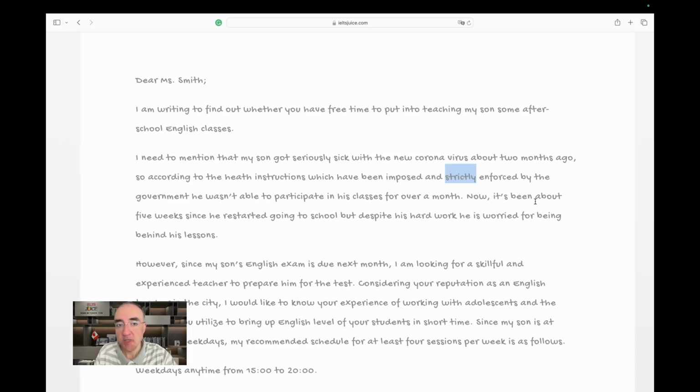Now, it's been about, I would have written it has been, because it's a formal letter, but it's fine. It is better to write in full format. It has been about 5 weeks since he restarted going to school, comma, but despite his hard work, another comma, he is worried about being behind in his lessons. Being behind in his lessons, meaning he needs to catch up with the rest of the class.